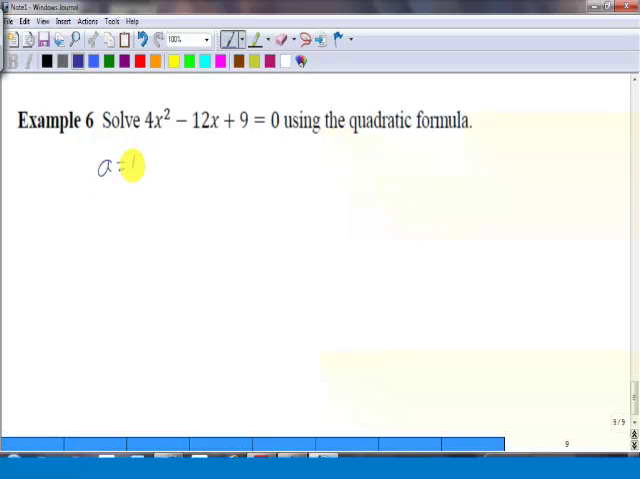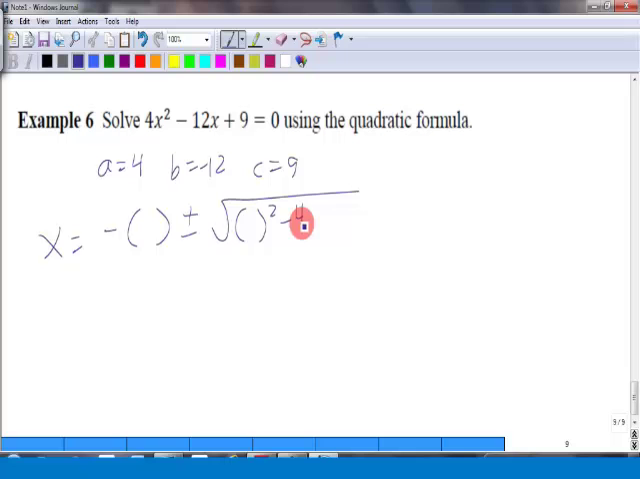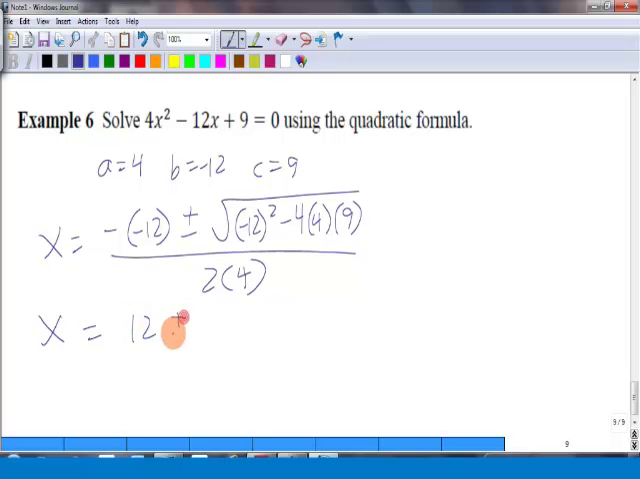Let's give it a shot. A equals 4, B equals -12, C equals 9. X equals the opposite of B plus or minus the square root of B squared minus 4AC all over 2A. Substitute -12 for each B, substitute 4 for each A, and 9 for the C. This one ends up a little different from the previous. 12 plus or minus the square root of 144 minus what?